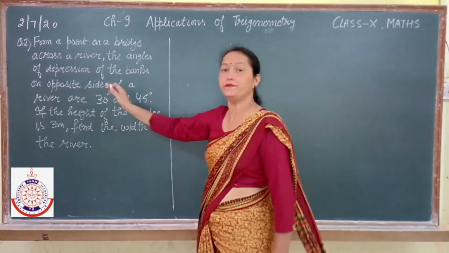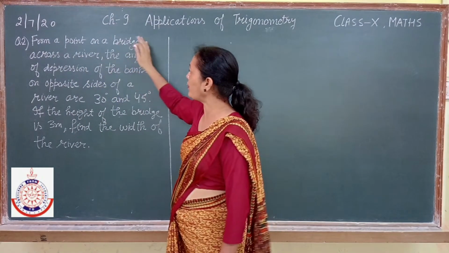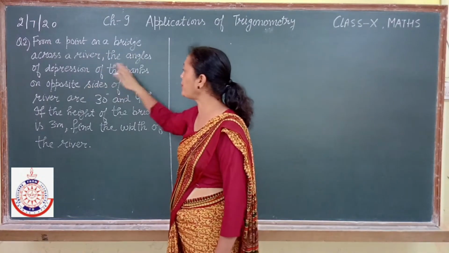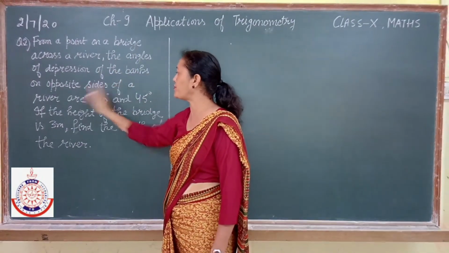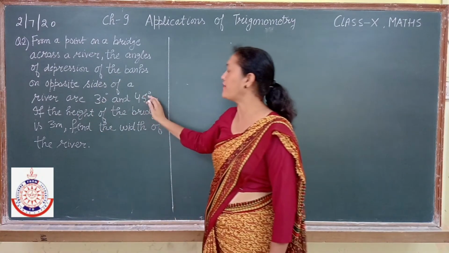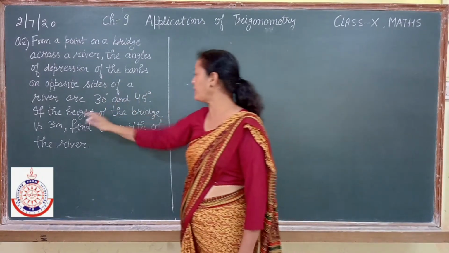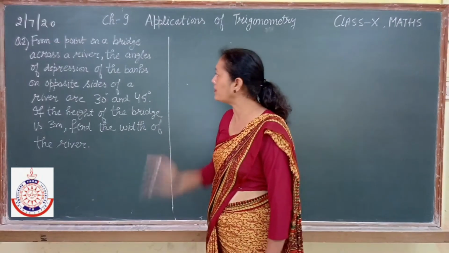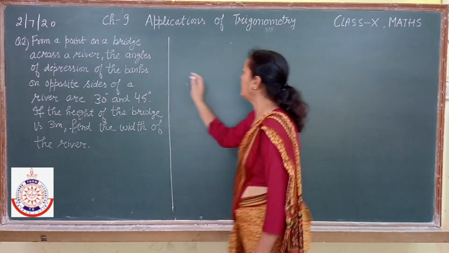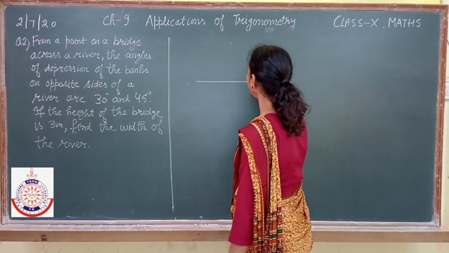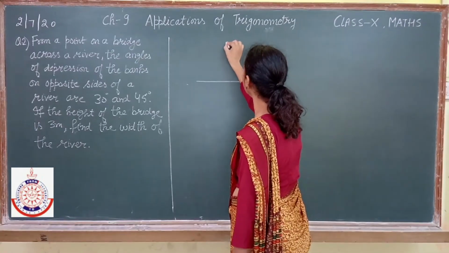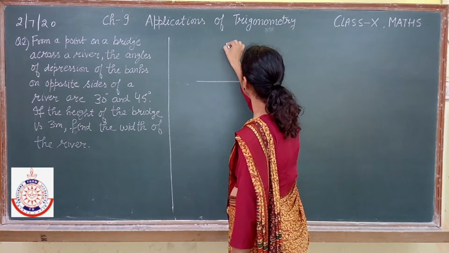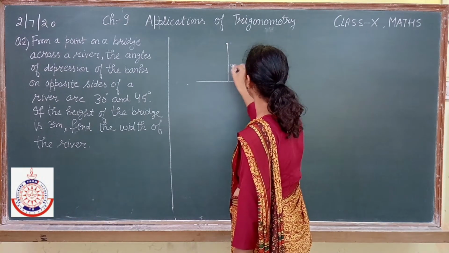Next question. From a point on the bridge across a river, the angles of depression of the banks of opposite sides of a river are 30 degree and 45 degree. If the height of the bridge is 3 meters, find the width of the river. So what is given? The river is there. On this river, suppose this is the height of the bridge. From this bridge, this height of the bridge is 3 meters.